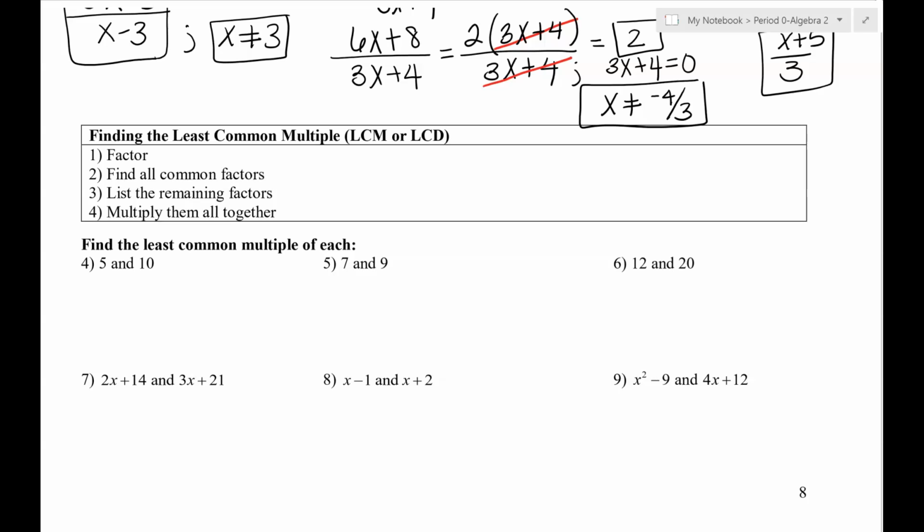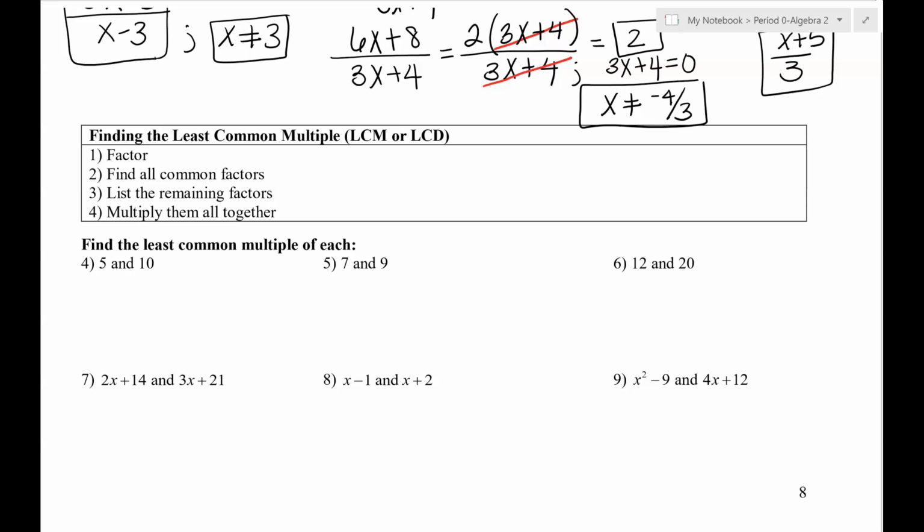Good. What do you think? Why do you think we need to revisit this skill? Why do you think we need to know how to find the common multiples or common denominator? What do you think is going to happen in the next couple of examples? Would you need to know how to add and subtract expressions without a common denominator?